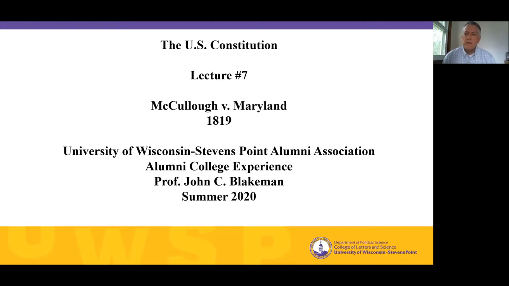So do you ever wake up in the middle of the night wondering, can Congress create a national bank? If so, can a state tax the national bank? Whatever happened to Alexander Hamilton's National Bank from 1790? Well, if those questions keep you awake at night, you'll find the answers in this case, McCullough versus Maryland. So I present to you McCullough versus Maryland.